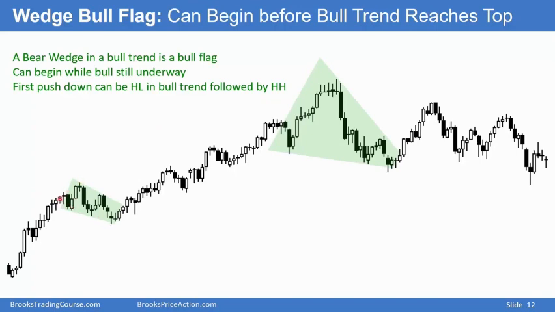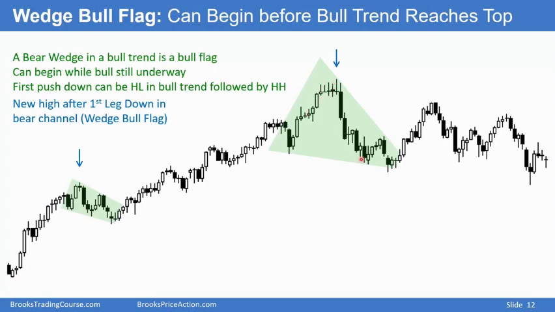And that makes sense. Usually a bull trend does not go into a bear trend. There's usually some kind of a transition. And the transition often is the first leg of the bear trend begins before the bull trend ends. The same here. The first leg down in what became a wedge bull flag came before the bull trend ended, and the same here.